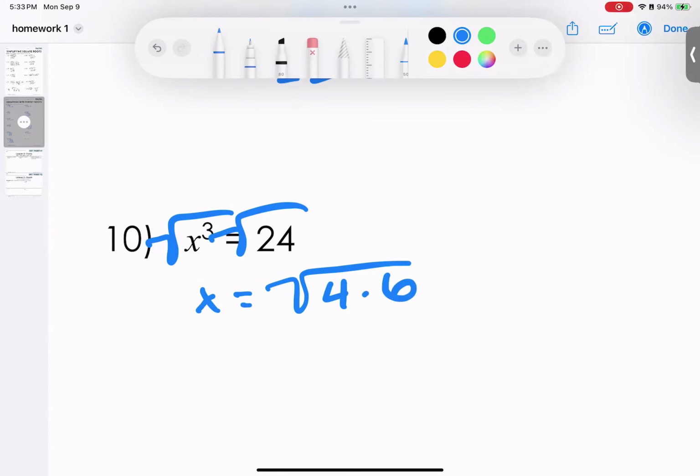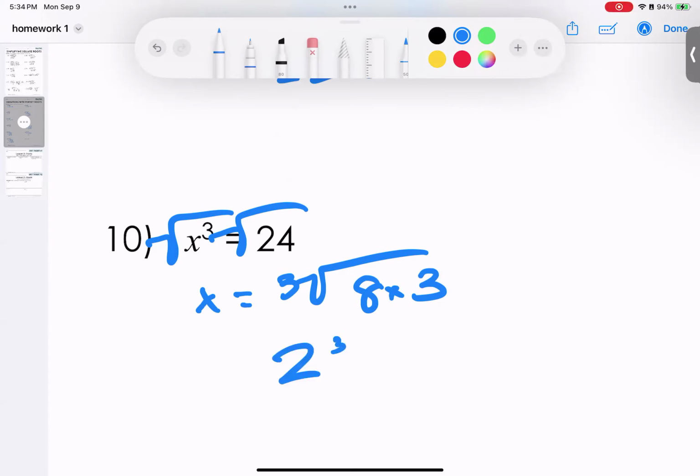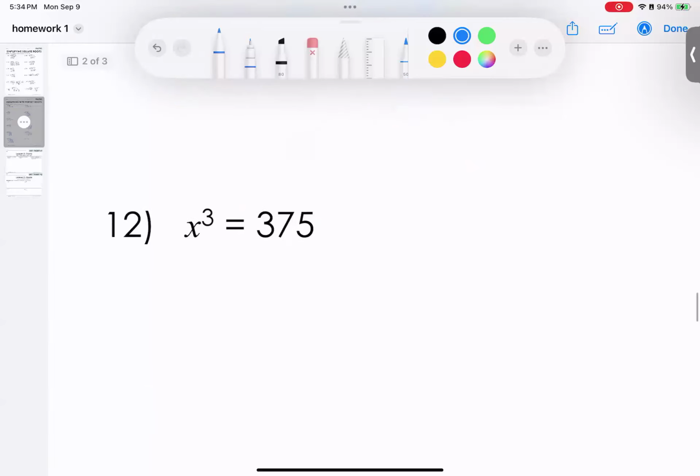I'm sorry, cubed root. Wait, rewind. Thinking of square roots, which was the one right above. Cubed root of 8 times 3. Let's do that one. Because 8, we could do 2 times 2 times 2. So 2 cubed root 3. All right. Another cubed root here.